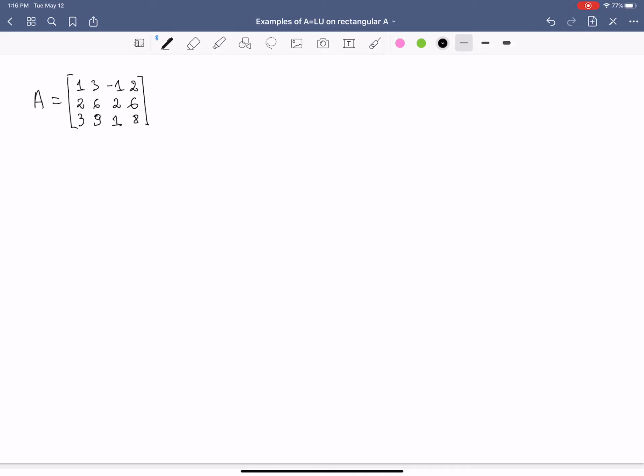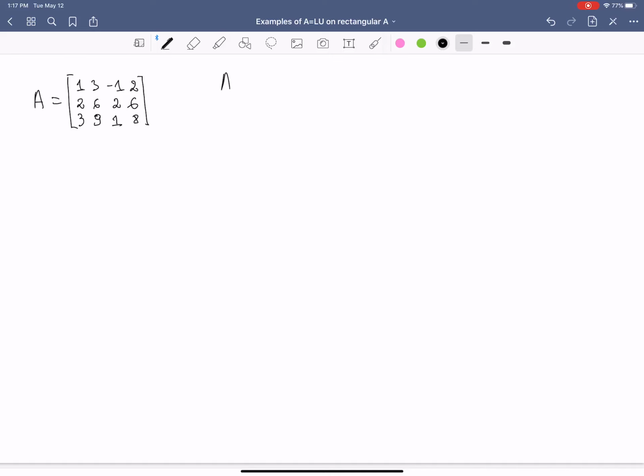Having understood the LU decomposition for a square matrix, let's talk about the LU decomposition of a rectangular matrix under the assumption that we don't need row exchanges. First of all, let's set up a little bit about the size. Let's talk a little bit about the size of the matrices A, L, and U.